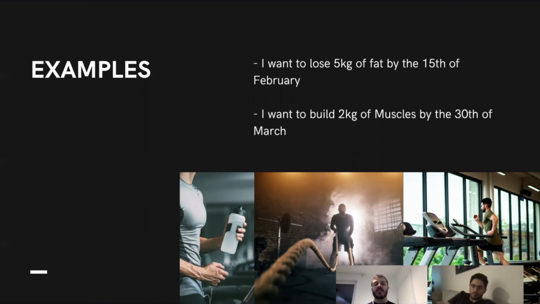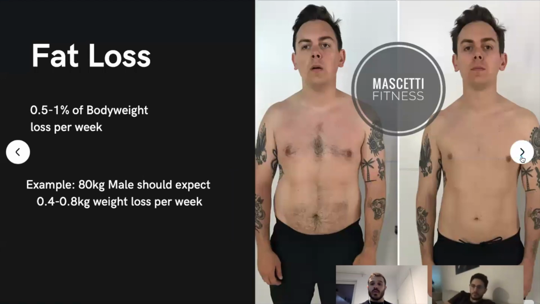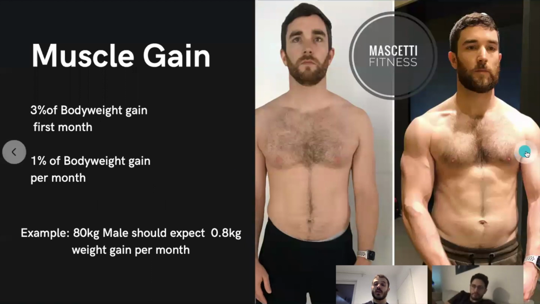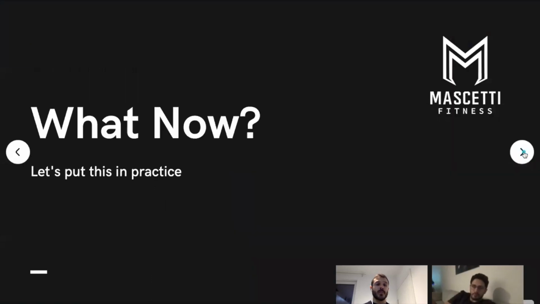And obviously, we can have the same thing for a muscle gain goal. So I want to build 2 kilo of muscles by the 30th of March. Again, we break it down, understanding, okay, if I weigh 100 kilo, I can gain 2 kilo of muscles per month. So March is in 3 months. So yeah, it should be on point, right? So yeah, again, this is the fat loss target and the muscle gain target that we already saw.